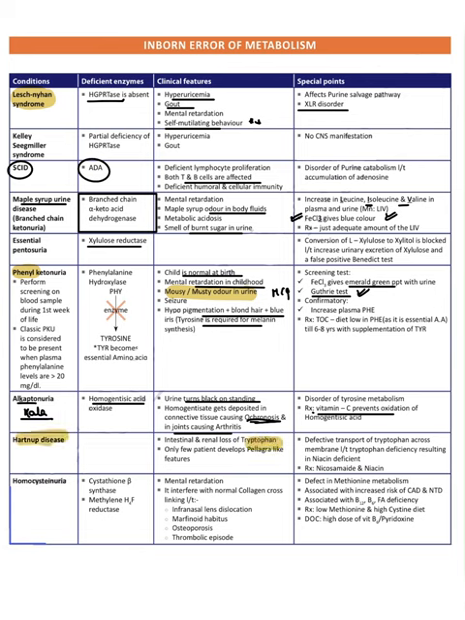Now coming on to Hartnup's disease, guys. There is a problem with tryptophan in Hartnup's. There is a defective transport of tryptophan. Tryptophan synthesizes what? Niacin. So treatment is niacinamide and niacin.